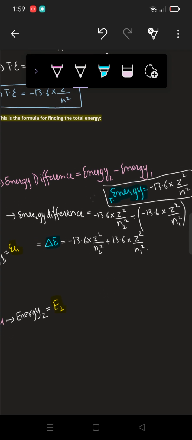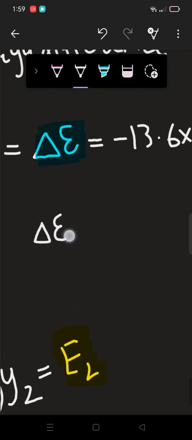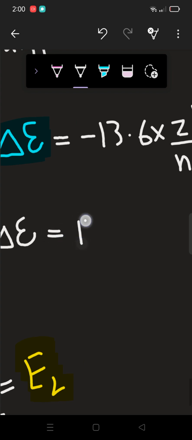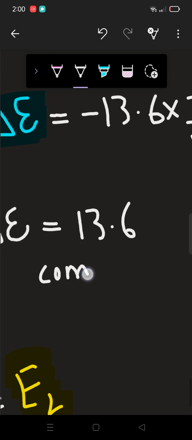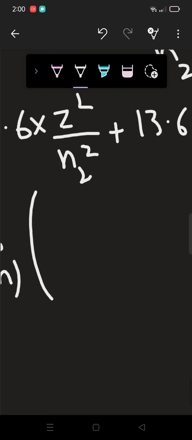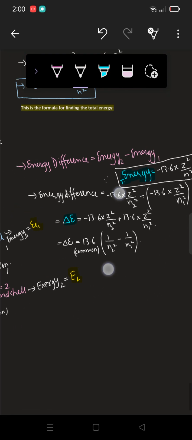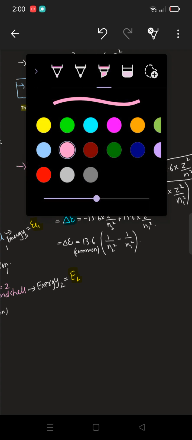Now see what we have common here. I'm going to take 13.6 as common. So del E is equal to 13.6 common, into, I can write directly in the bracket. Now we know that if I'm going to find the energy difference in the hydrogen atom, the atomic number is 1, so 1 by n2 square minus 1 by n1 square. So this is basically for finding the energy difference between two shells.